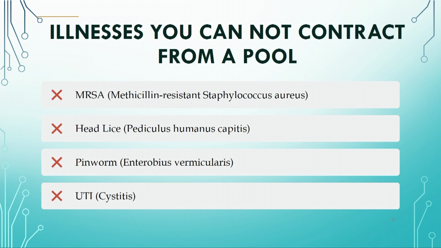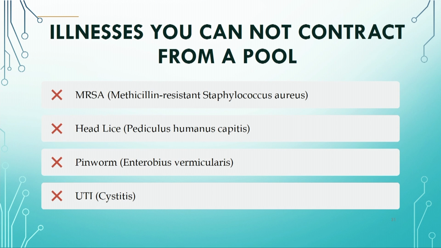Head lice are not transmitted through pool water. They can, however, be transmitted if the chlorine does not kill them. The way you can get head lice is if a person rubs off their head with a towel and you come into contact with that towel or the hairbrush, for example, or even if you touch their hair, you can contract head lice.